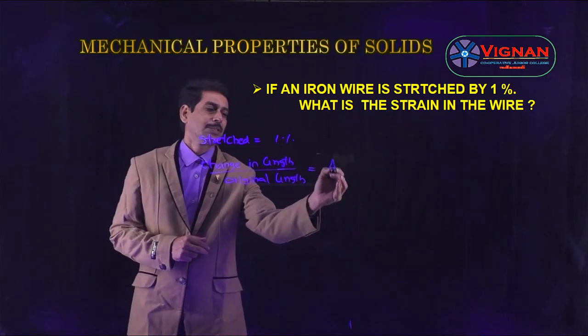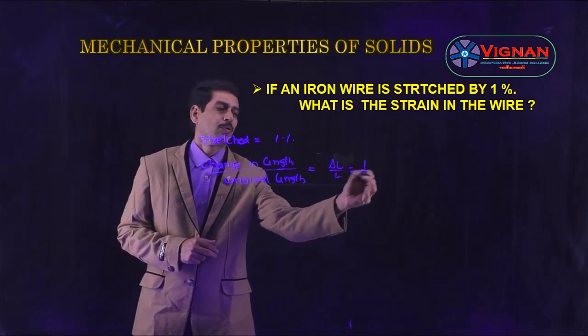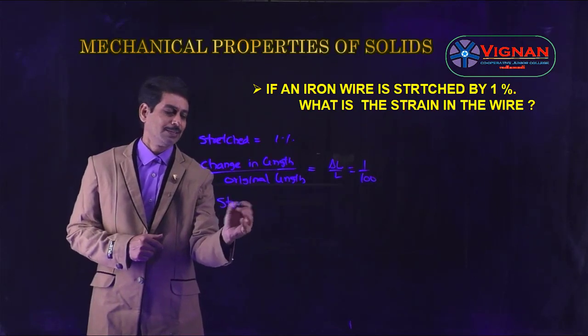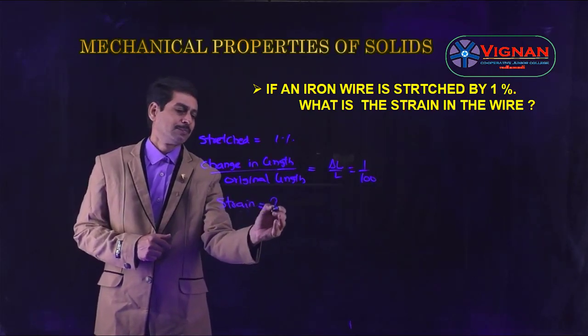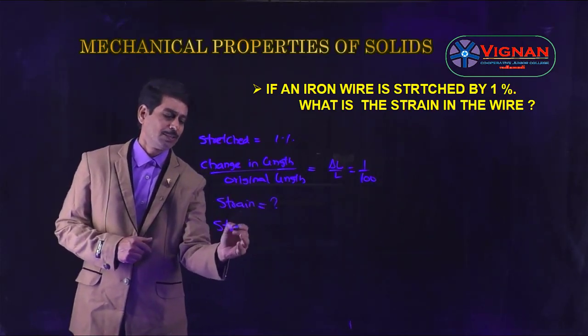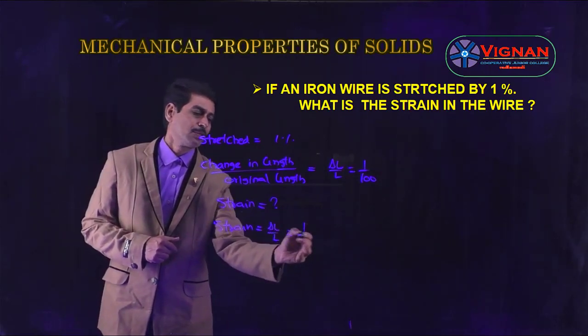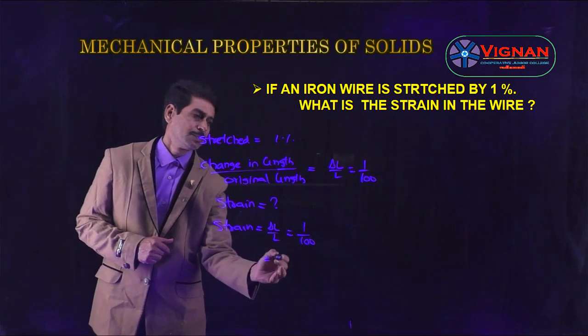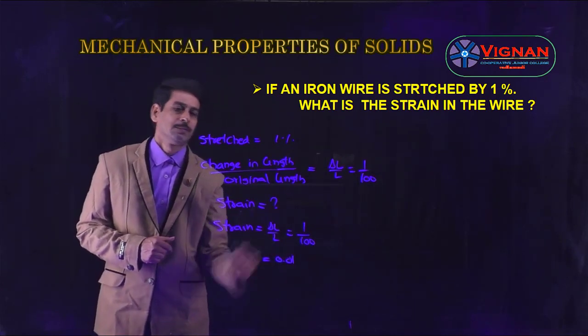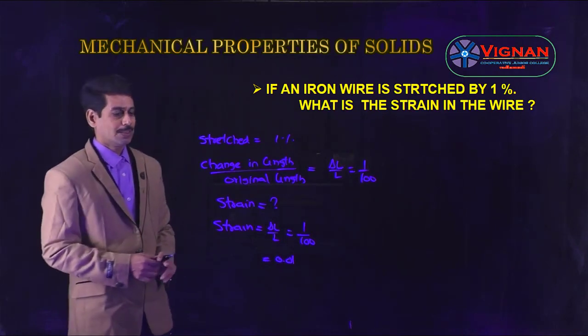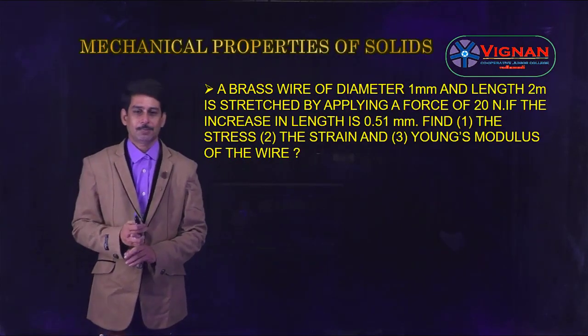This is delta L by L, which is equal to 1 by 100, and we are going to find the strain. So strain is nothing but delta L by L, so this is equal to 1 by 100, which is equal to 0.01. So strain is delta L by L, which we get as 0.01. So see the next problem.